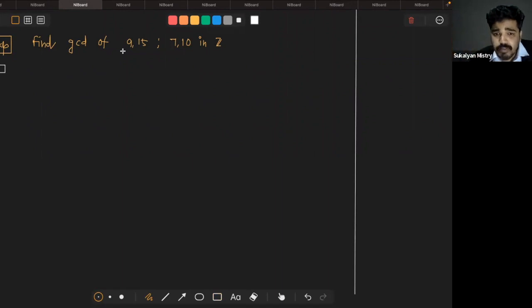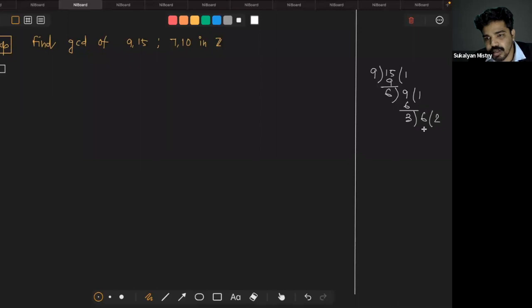লার্জেস্ট নাম্বার সেটাকে ডিভাইড করি, তাই না? 15 কে 9 দিয়ে ডিভাইড করব, রাইট? ঠিক, সো remainder 6, তবে 6 কে আমি 9 দিয়ে ডিভাইড করি, remainder 3, 3 কে আমি 6 দিয়ে ডিভাইড করব, so remainder is 0. So what is the GCD? GCD will be 3, right?